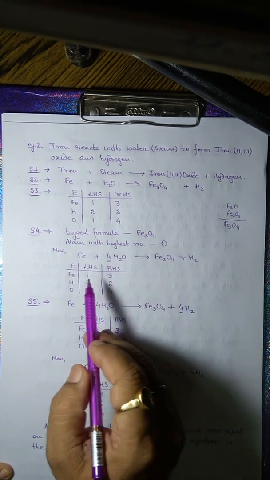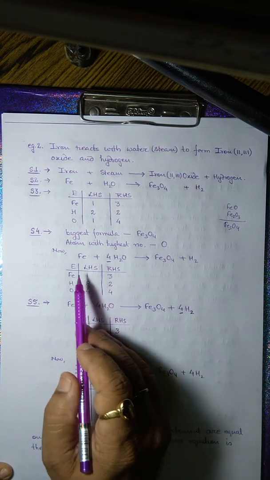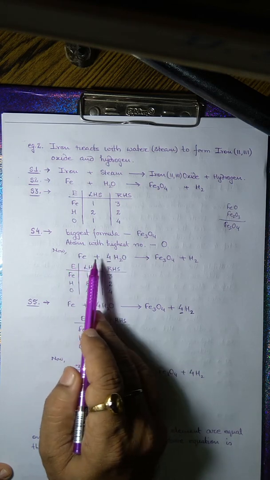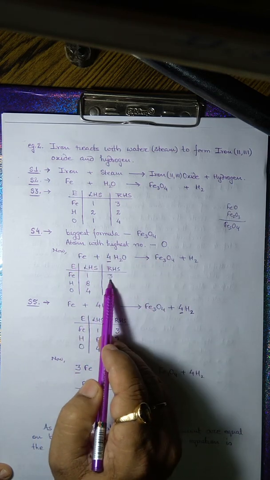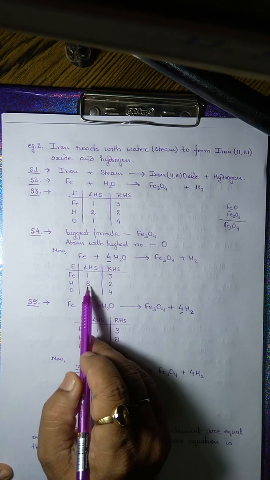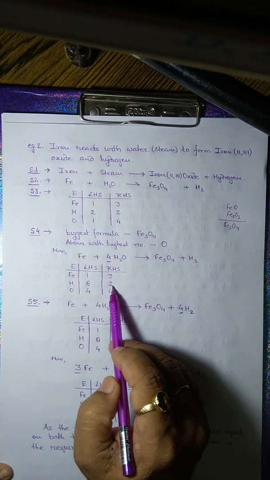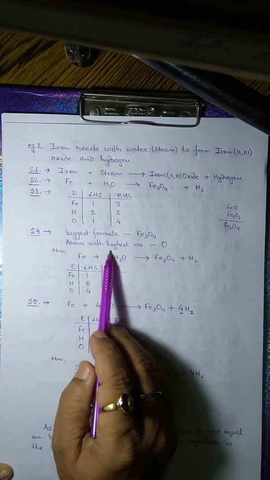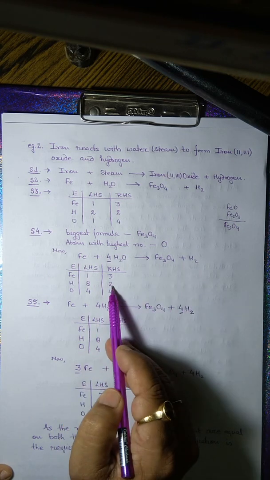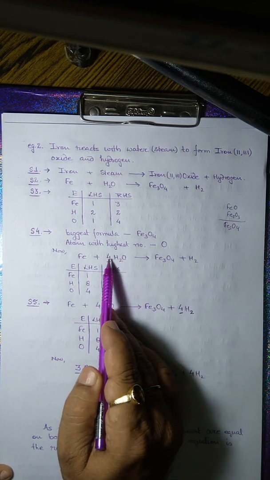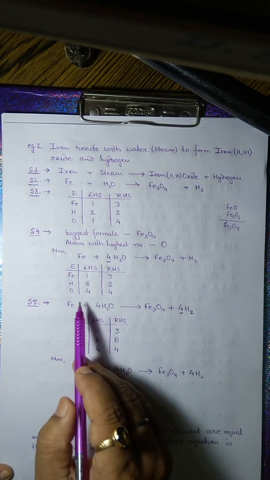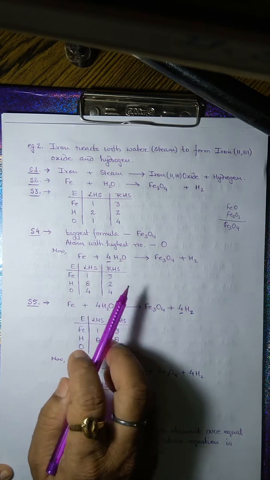gives Fe3O4 plus H2. Once again we will form the table. Element iron, hydrogen, oxygen, LHS, that is reactant side. Iron 1, again here 3, no change here. Hydrogen 4 into 2, that is 8 atoms of hydrogen present here. In this case only 2, the number of hydrogen here 2, but here 8. Why? Because we have multiplied this equation by 4. Now see oxygen, 4 atoms of oxygen. You can see here also 4 atoms of oxygen. Therefore oxygen is now balanced.